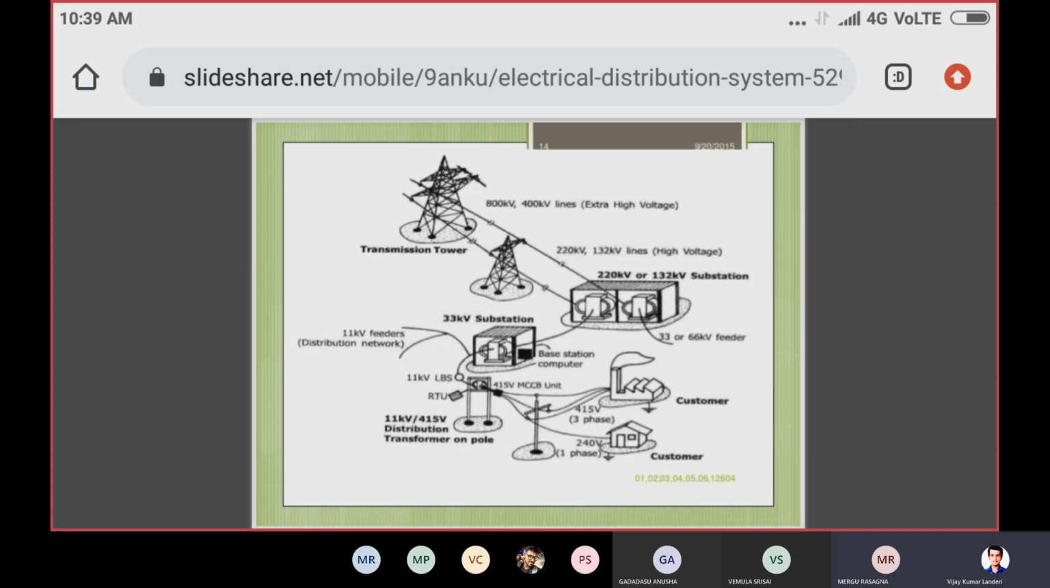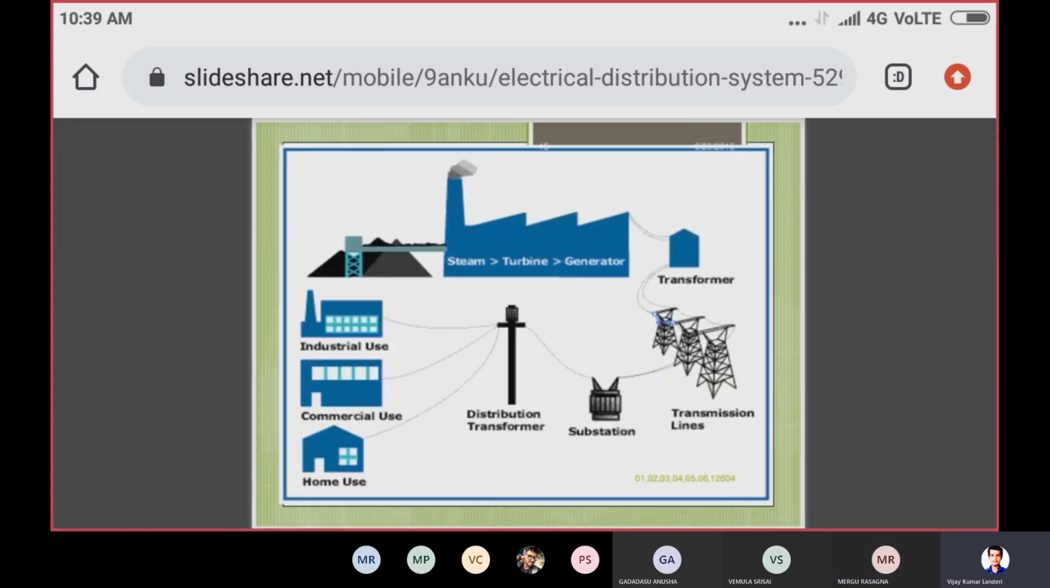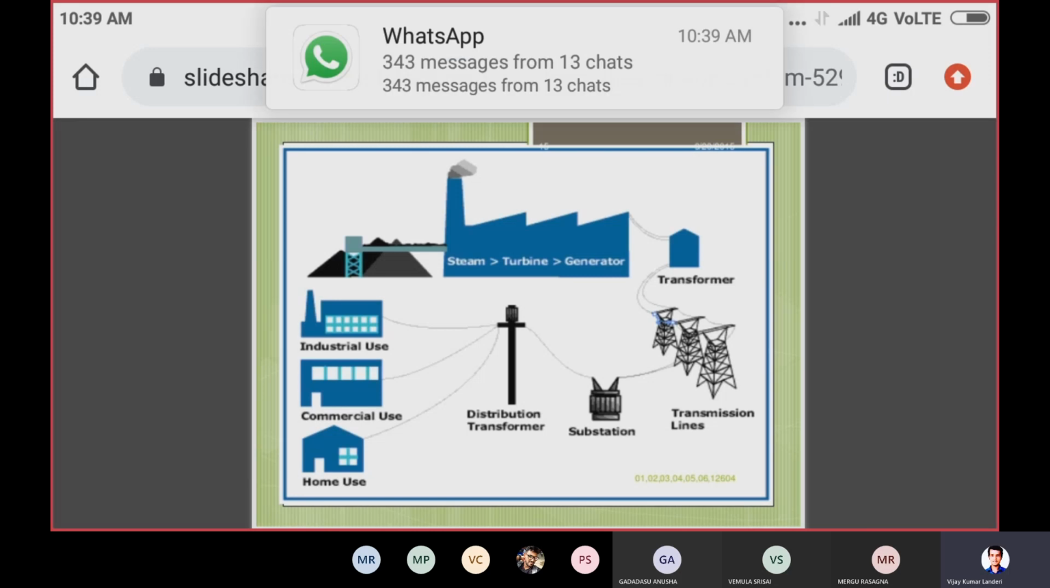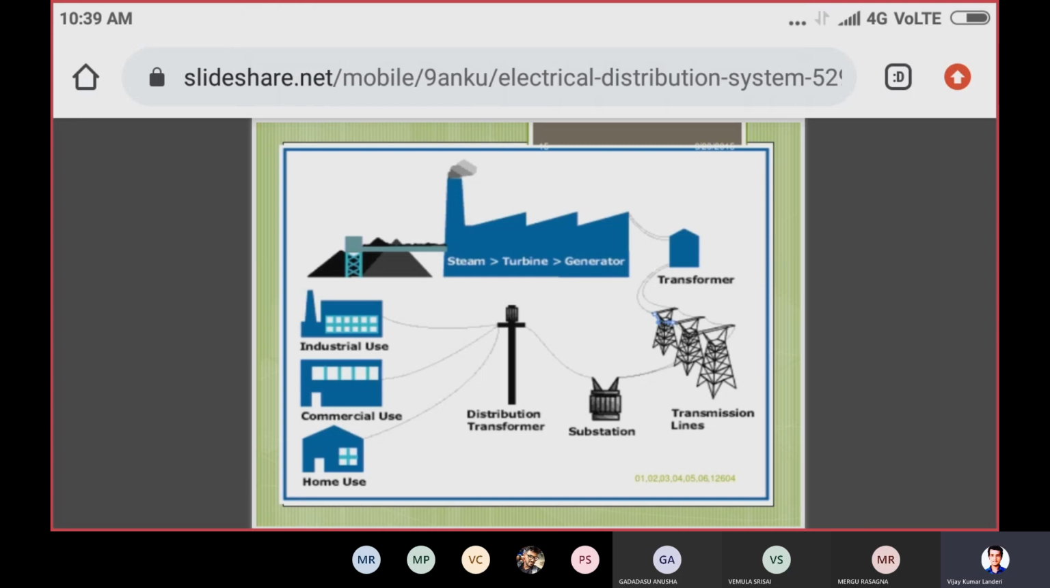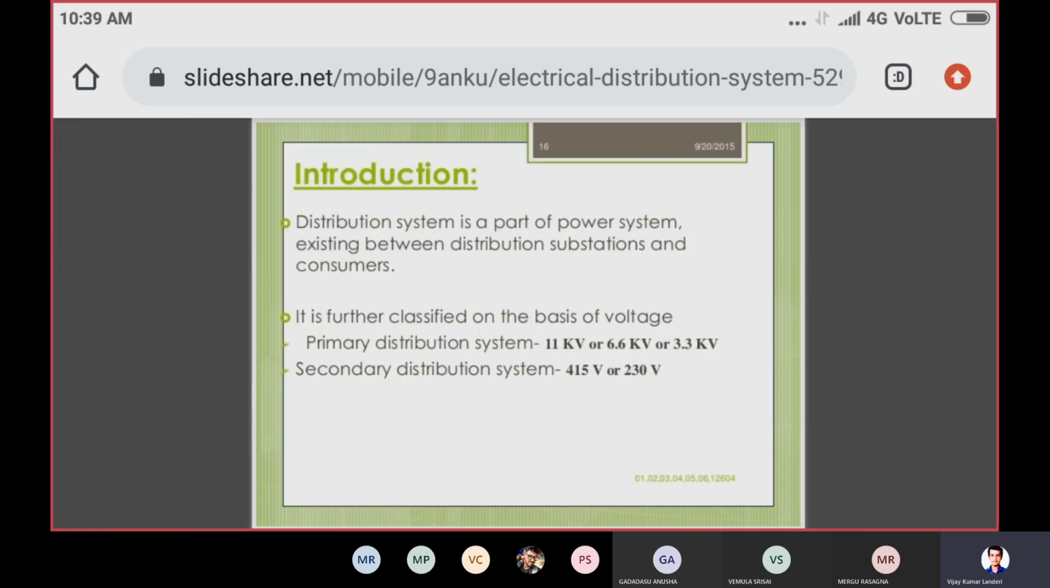Right. Now coming to the next one. Here again the same diagram is there. In the generating station we have the steam turbine, generator, everything. That is given to the transformer, and again from the transformer to the transmission line and substation. All previous stuff only. Now the distribution system.